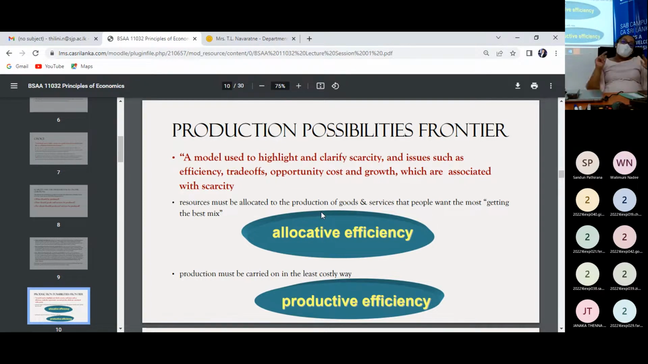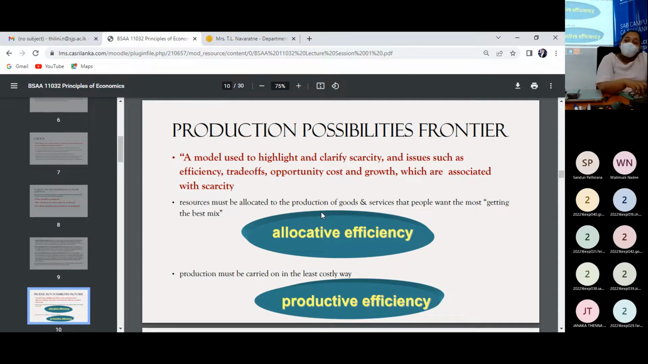Trading off. So I'm going to show you, using the production possibility frontier, how trade-off is represented. Then I will also show you how efficiency is represented in an economy, and how opportunity cost and economic growth are represented in a production possibility frontier. Let us start with the concept of efficiency.